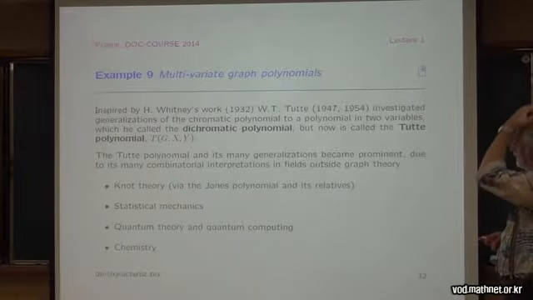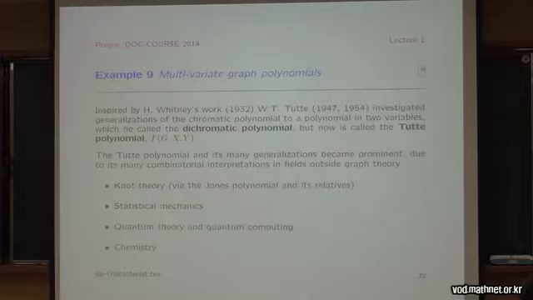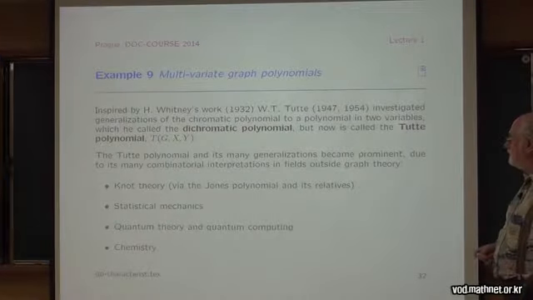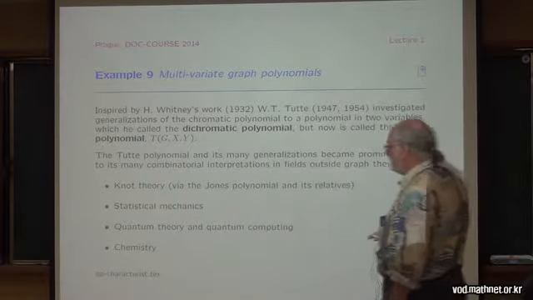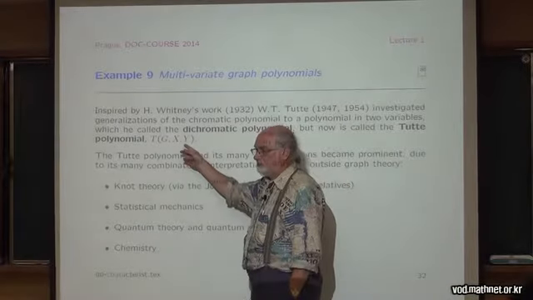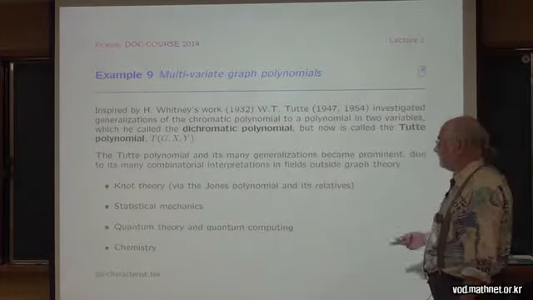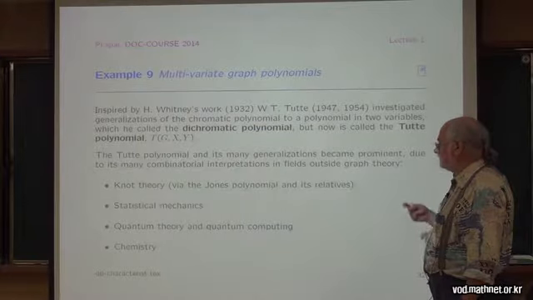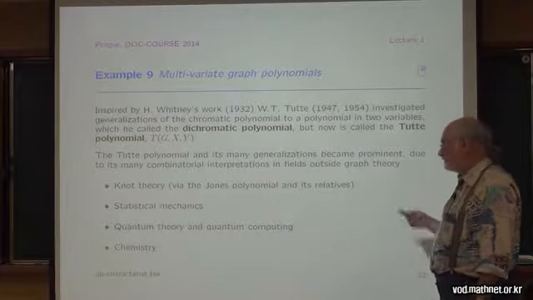Now, before I go on, I want to show you one polynomial, for which I don't give the full definition. The main point here, at this point in the lecture, later on it will be much more important, is that this is a polynomial which has two variables. It's called, by now, the Tutte polynomial. And when Tutte wrote his own paper, he didn't call it a Tutte polynomial, he called it a dichromatic polynomial.